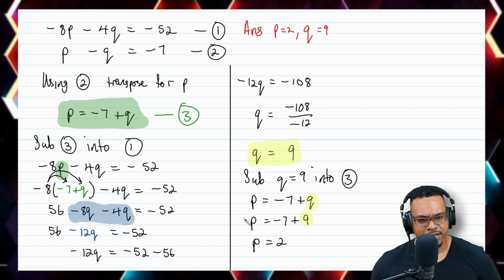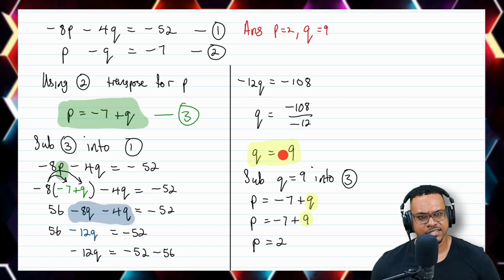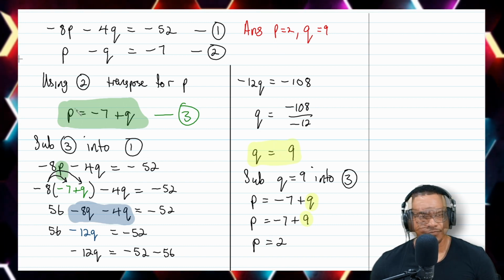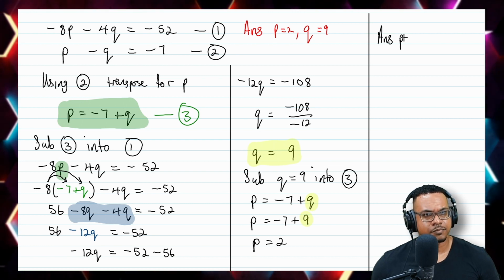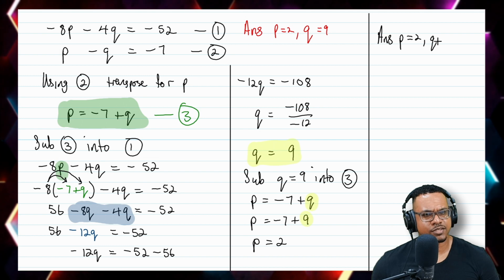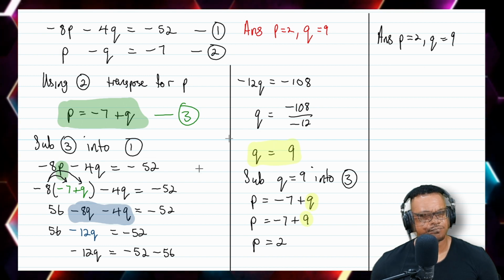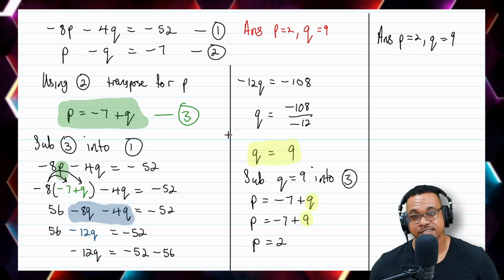So you can see we get the same answers. p is equal to 2, q is equal to 9. Same thing we got on the calculator. All right, so let's write the answer. p is equal to 2 and q is equal to 9. And that will bring us to the end of this video.